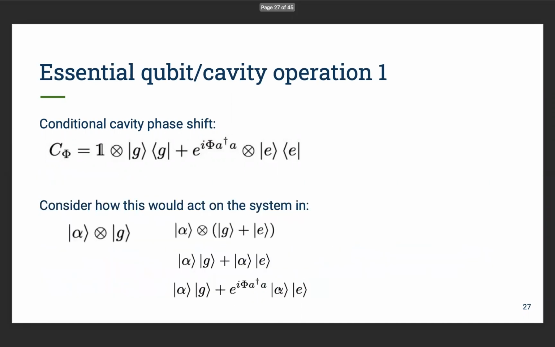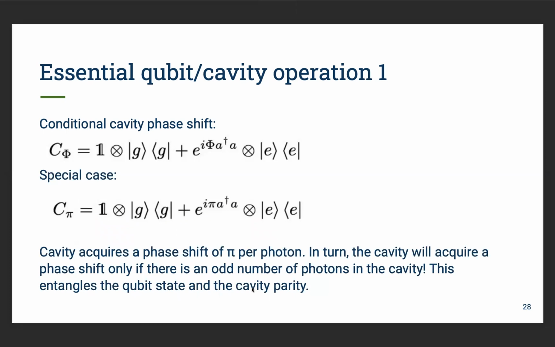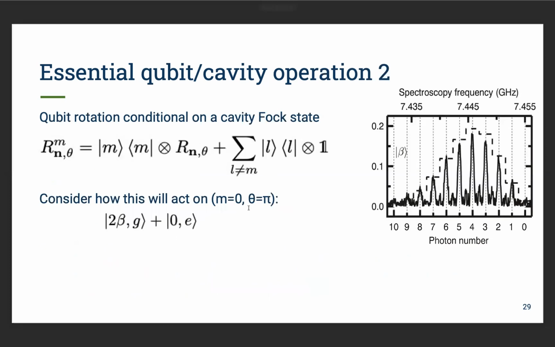And this is actually a way we can entangle the state of the qubit and the state of the cavity. And if we look at the special case where the phase shift is pi per number of photons in the cavity, this is a way to entangle the state of the qubit with the parity of the cavity. So that's the phase of the cavity if it has a plus or minus phase. So that's the operation we're going to use for entangling the cavity and the qubit.